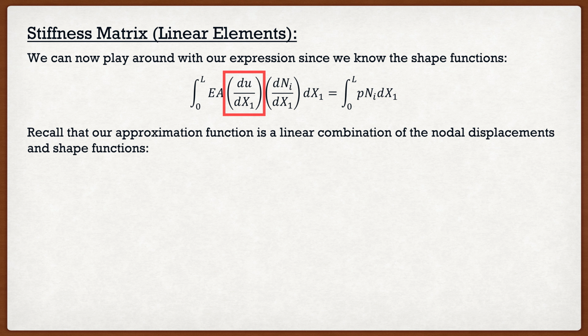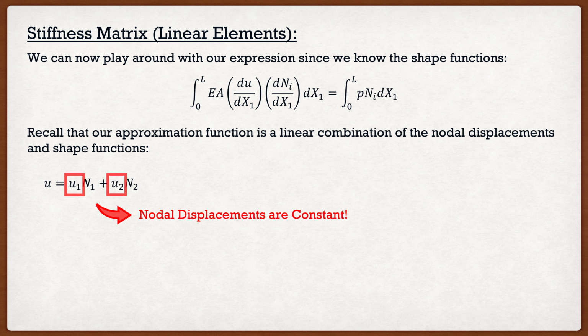The first thing we're going to look at is that displacement term. So we're going to look at the first derivative, du with respect to x1. Recall that our approximation function, as we defined in the previous slide, is simply a linear combination of the nodal displacements and the shape functions. What does this mean? Well, our approximation u is simply U1 times our shape function N1 plus U2 times our shape function N2. Now let's take a step back and say, hold on one second. U1 and U2 are our nodal displacements, so those are actually just constant values. It's the displacement at node 1 and the displacement at node 2.